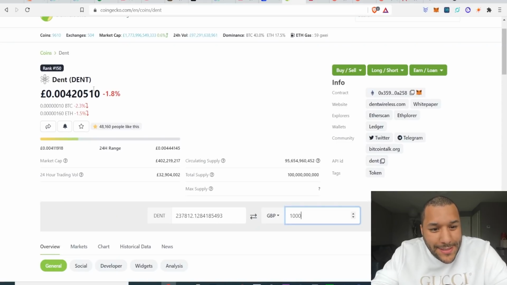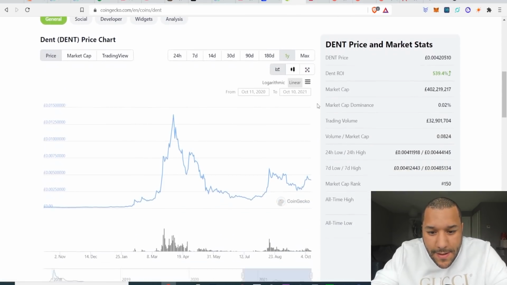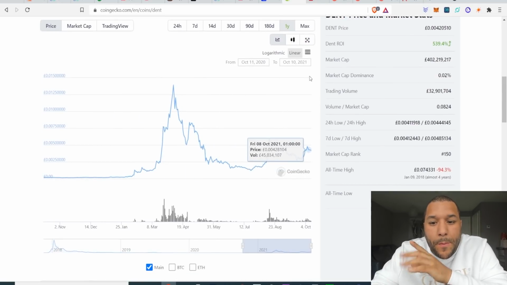It happens when coins like DENT are sitting down from the massive crash before. Let's take it into a year. You know, sitting down, it came up a bit. But these are the times where people buy it, just before it peaks up again.